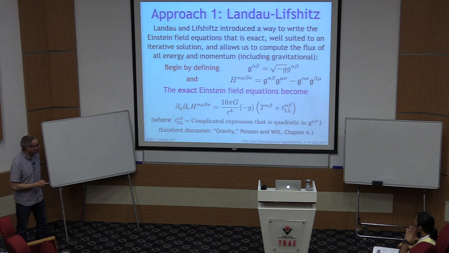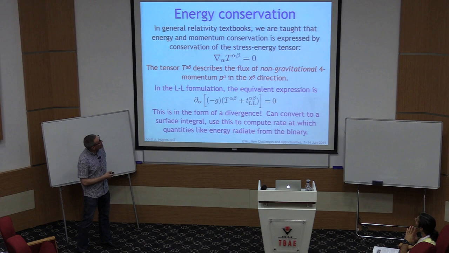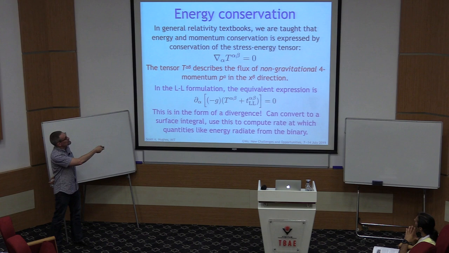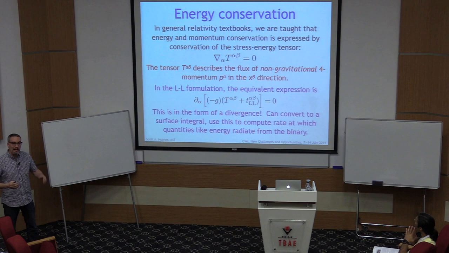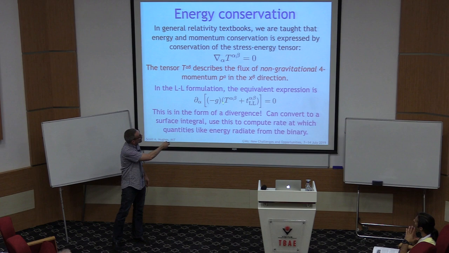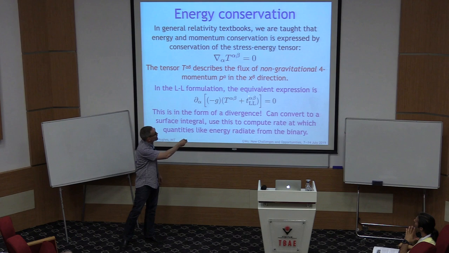Conceptually, though, the key thing which we need to know is that within this formulation, the idea that your stress energy tensor is conserved turns into a statement that this right-hand side of the field equations is divergence-free. Once we've done that, that allows us to define a sensible notion of a flux of quantities of energetics. And in particular, in the Landau and Lifshitz formulation, this contains all notions of energy momentum bound up in matter sources. This contains all notions of energy and momentum bound up in gravitational fields.